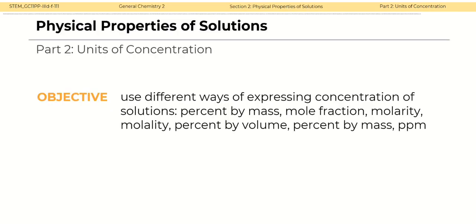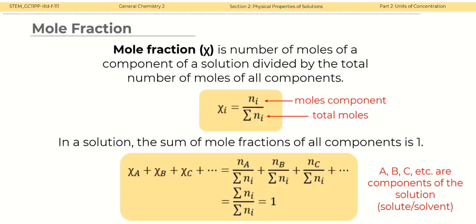In this lesson, we will use different ways of expressing concentration of solutions: percent by mass, mole fraction, molarity, molality, percent by volume, and ppm. Mole fraction, denoted by the Greek letter chi, is the number of moles of a component of a solution divided by the total number of moles of all components. In a solution with components A, B, C, and so on, the sum of mole fractions of these components is 1.